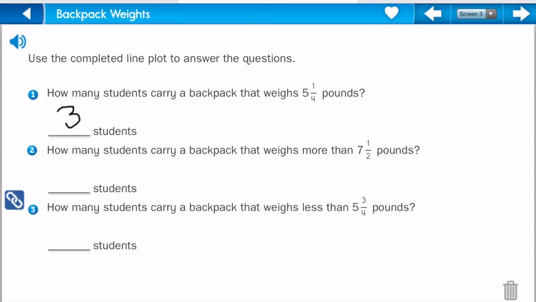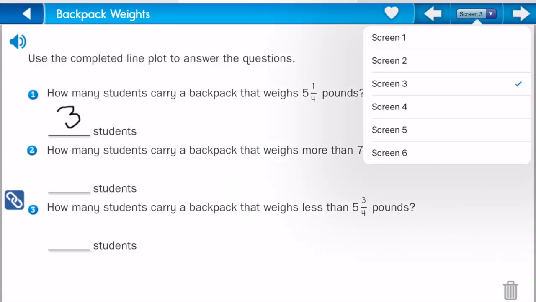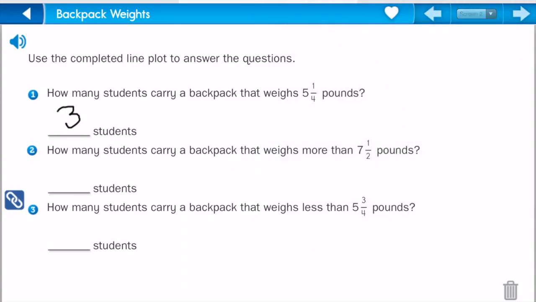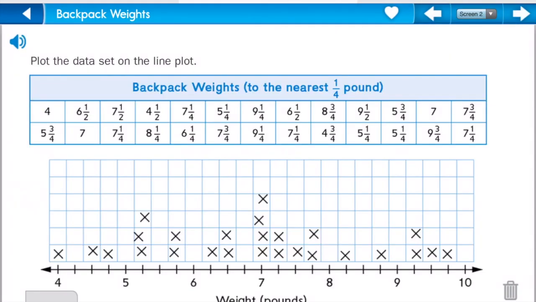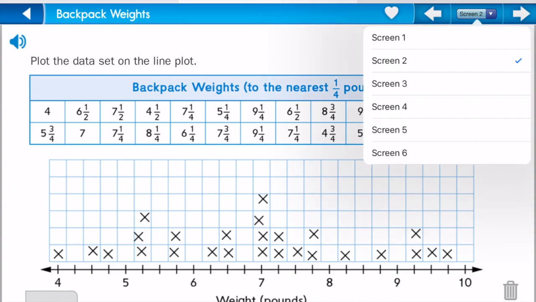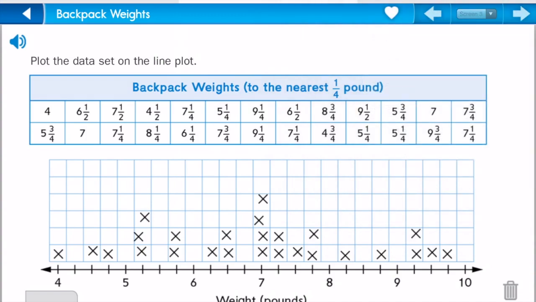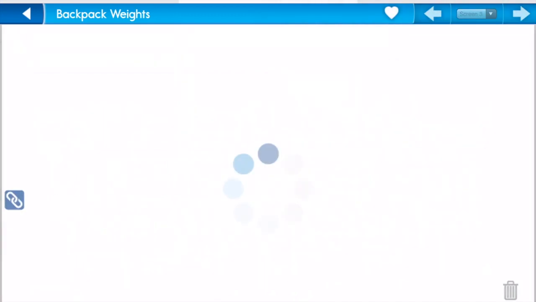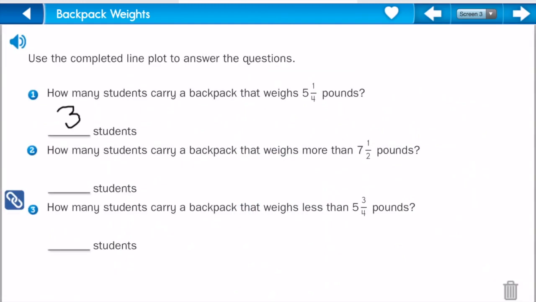Our next question says, how many students carry a backpack that weighs more than 7.5 pounds? Okay, so we got to go back and look and see which one is more than 7.5. So I have to look here at 7.5. There is 1, 2, 3, 4, 5, 6, 7, 8. There's 8. So here we go, I'm going to write an 8.